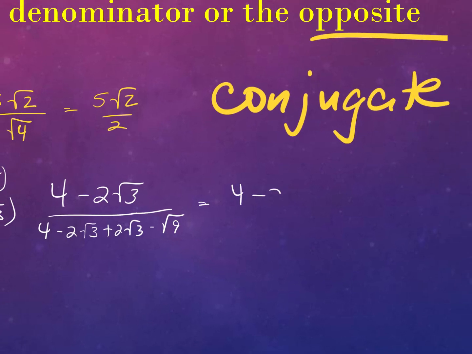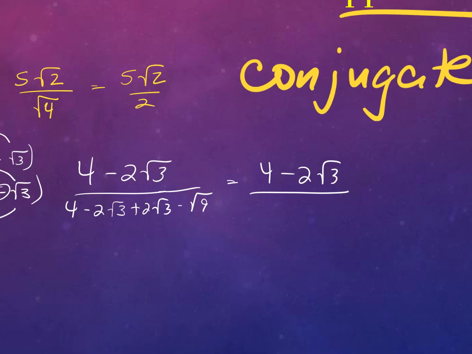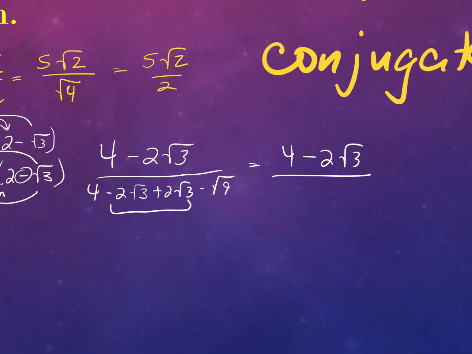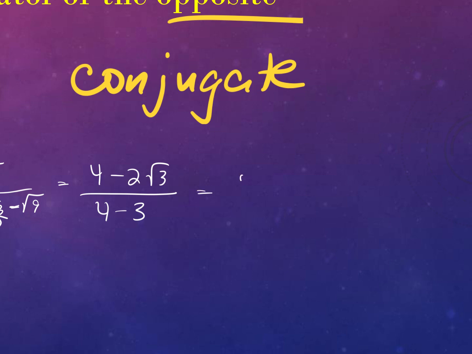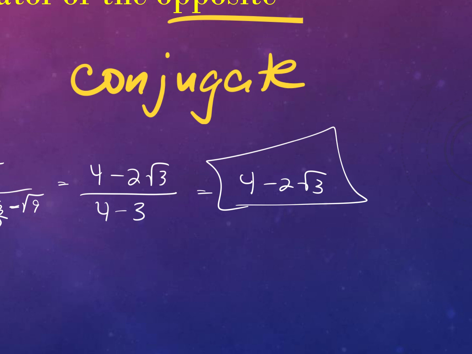So this becomes 4 minus 2 root 3 over, what happens here? That cancels out, which is exactly what we wanted to happen, correct? What right here, guys, is the square root of 9. So this becomes 4 minus 3, agreed? And then what's 4 minus 3? So this simplifies here. Did we achieve what we were trying to achieve by getting the square root out of the denominator? Yes. But you can't just multiply by just the square root. It has to be the opposite expression of the denominator.